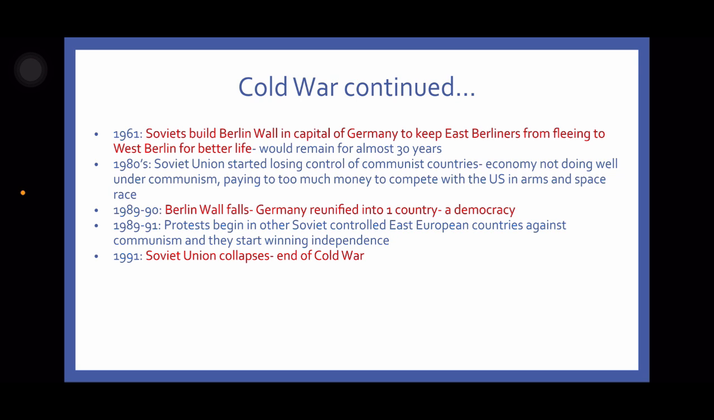All right. Now, the Berlin Wall falls, and Germany becomes reunified into one country, a democratic country that, of course, reunited with the West. From 1989 to 1991, protests began in other Soviet-controlled Eastern European countries, and they really wanted communism to be gone as a whole thing. In 1991, the Soviet Union collapsed because obviously their economy was going down, down, down.